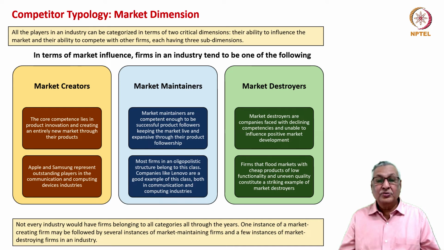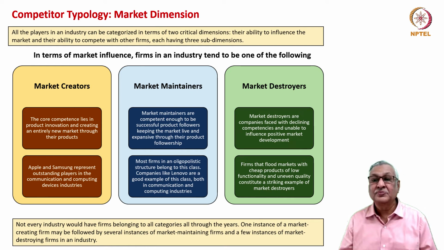Market maintainers are those who are competent enough to ensure successful product improvements, and they are product followers but not of obsolete variety. They keep the market live and they expand the market through their product followership. Most firms in an oligopolistic structure belong to this class. Companies like Lenovo are a good example of this class, both in communication and computing industries. Lenovo may not be the first to come up with a new lightest computer. However, they are at par with other innovators and differentiators as soon as such products are introduced, and they back it up with delivery efficiency and other service related factors.